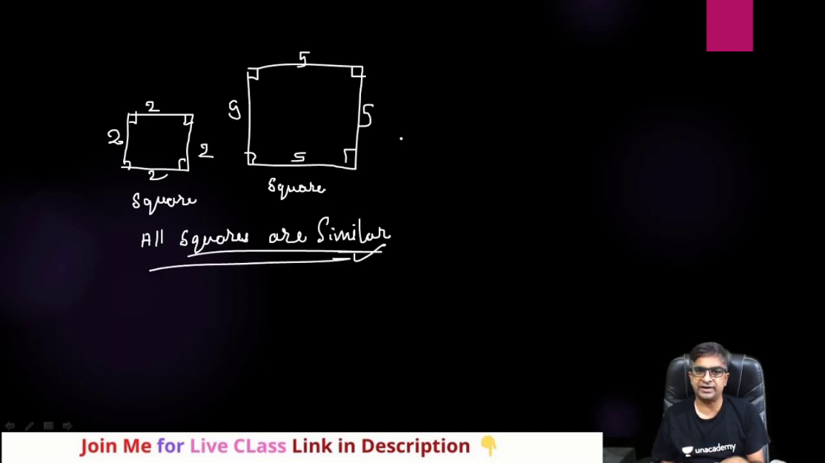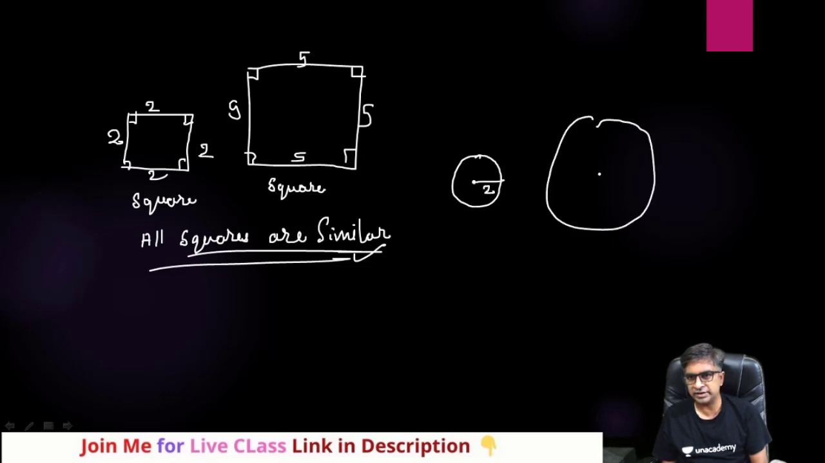All equilateral triangles will also be similar. Let me tell you, all circles will also be similar. Suppose this is a circle with a radius of 2 centimeter, and here a circle with a radius of 5 centimeter. They have just increased the size. So when there is an increase in size, but that size should be proportional, at that time you can say the figures are similar.